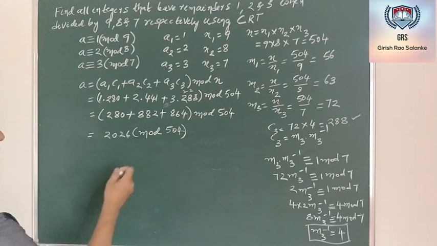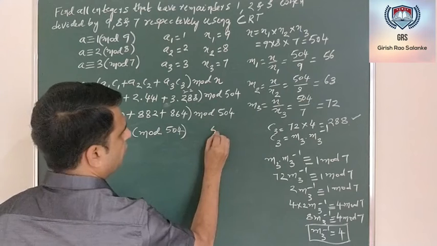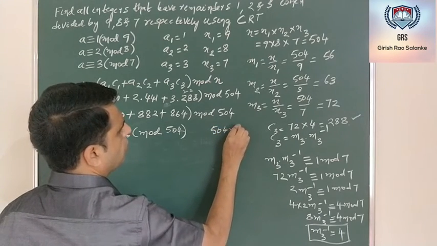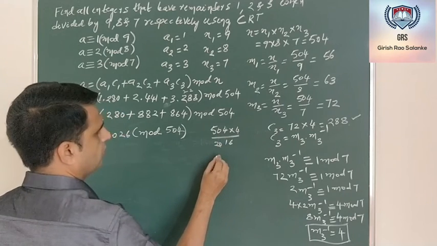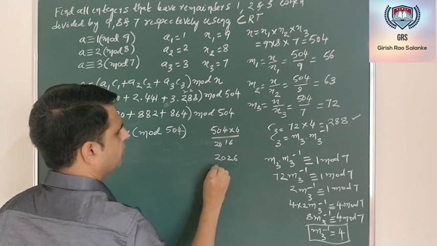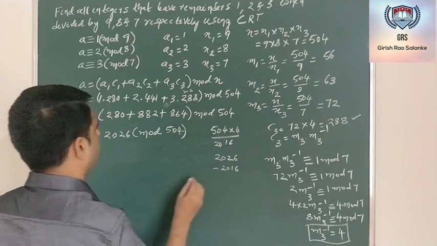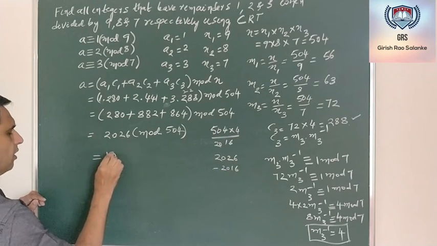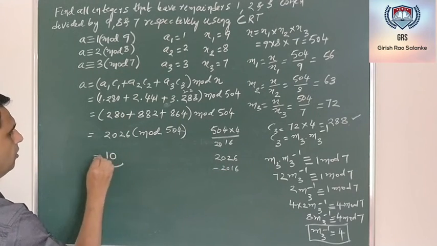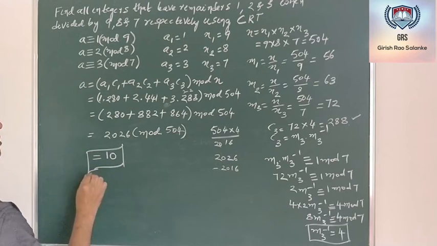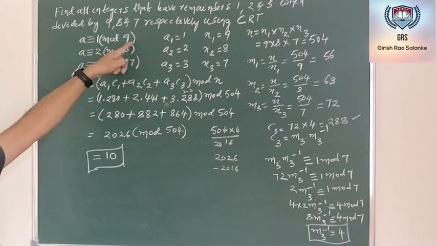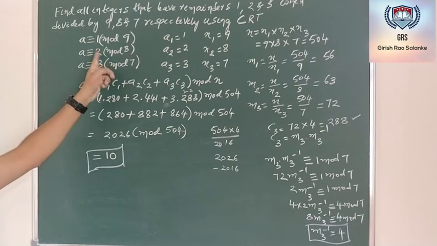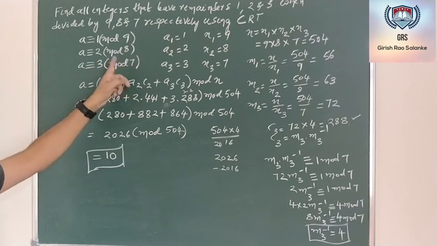Now if you see, 504 into how much is nearest? 504 into 4 is 2016. So 2026 minus 2016 is 10. So this value is 10. So for this equation, the first value of A will be 10. That is 10 mod 9 is 1, 10 mod 8 is 2, 10 mod 7 is 3.